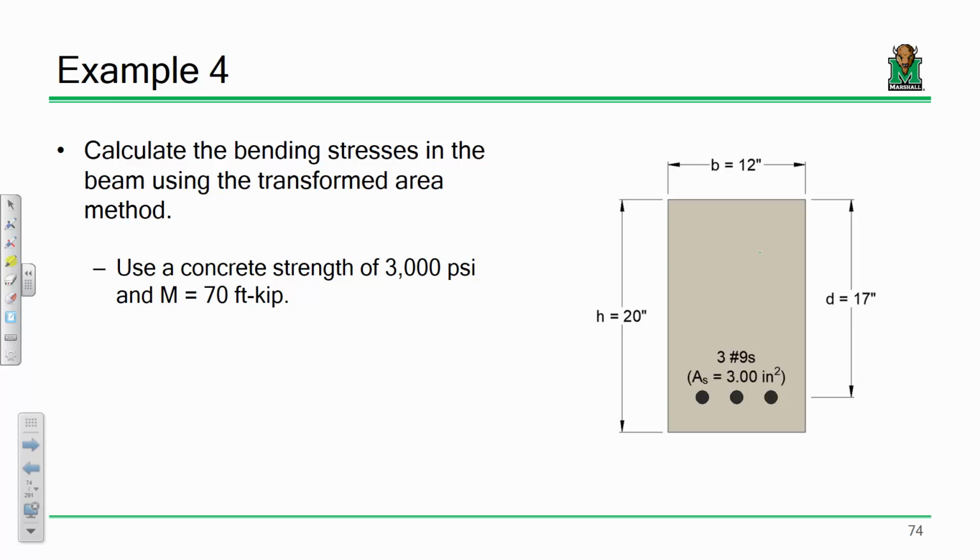So we're gonna take our time with this. I want to look at this example, and what I want to do is calculate the bending stresses using the transformed area method, assuming that this beam is comprised of 3 ksi concrete and it has a bending moment of 70 foot-kips subjected to it. So I guess the first question that we need to ask right off the bat is, do we even need to use the transformed area method? What if the cracking moment is 120 foot-kips? Just use sigma equals My over I and have a good day because it hasn't cracked yet, okay?